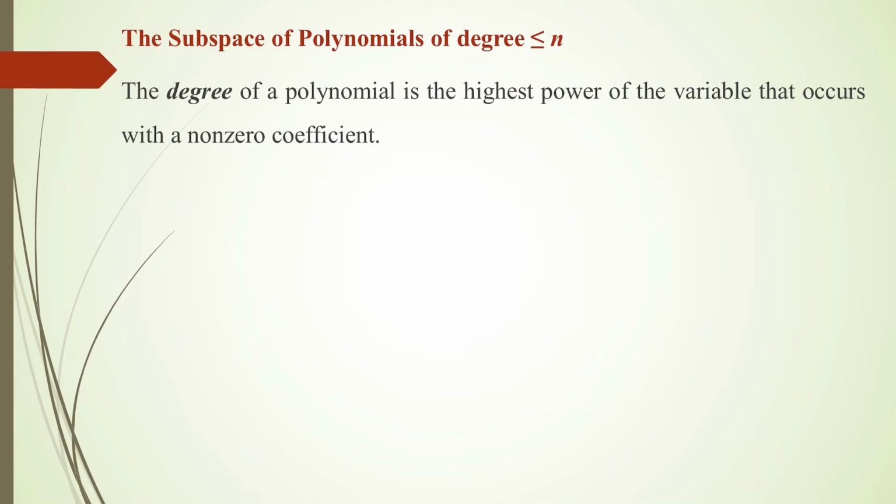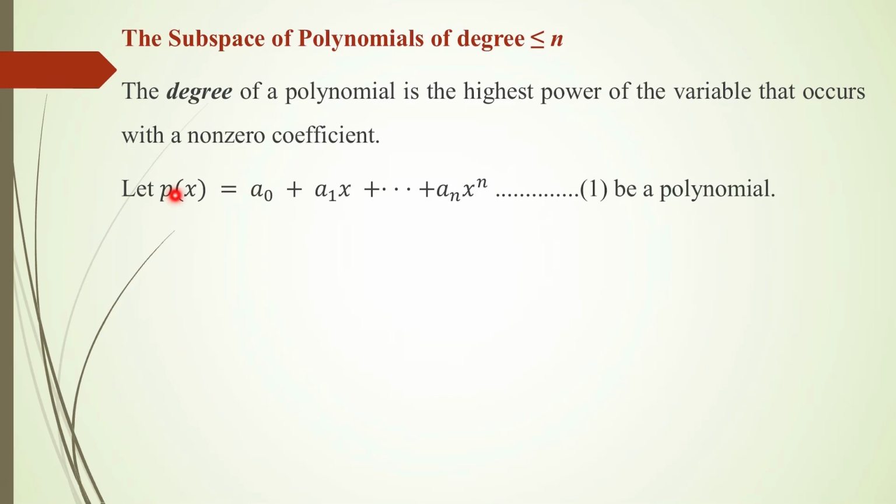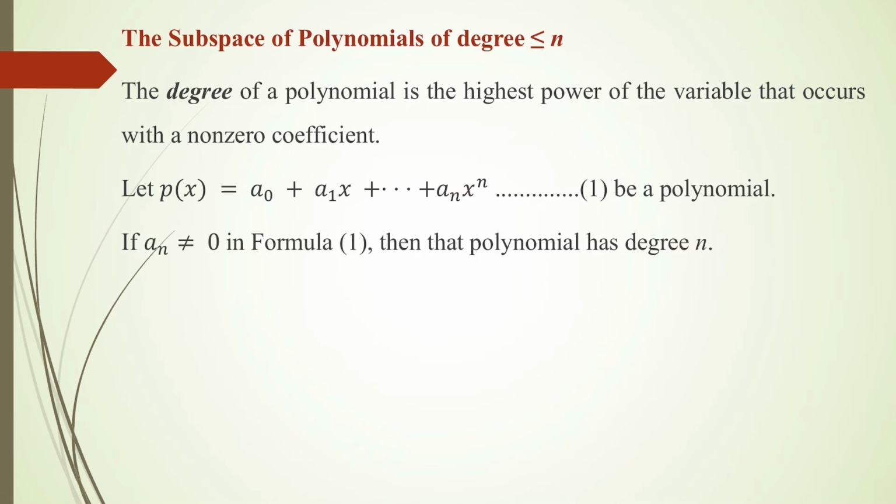The degree of a polynomial is the highest power of the variable that occurs with a non-zero coefficient. We know that a polynomial is of this form: a0 plus a1x plus etc. plus an x power n. This is a polynomial, and if this an is non-zero, then we say that this polynomial has degree n. If an is 0 but an minus 1 is non-zero, then we say that this polynomial has degree n minus 1, and so on.